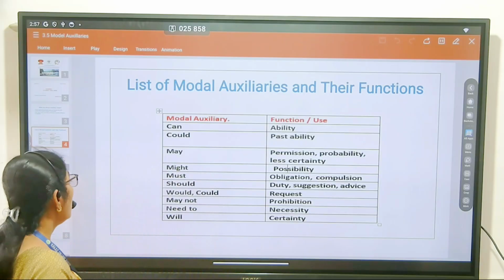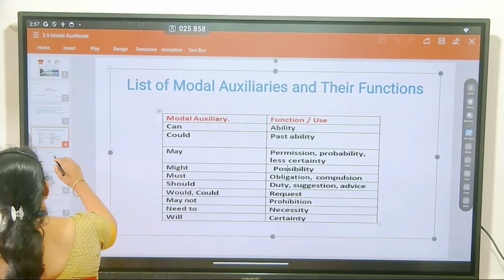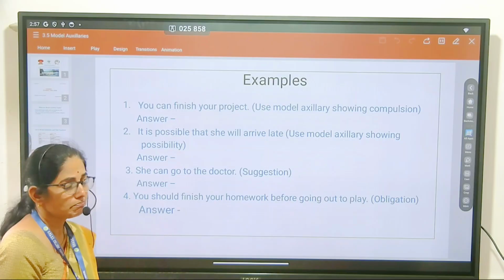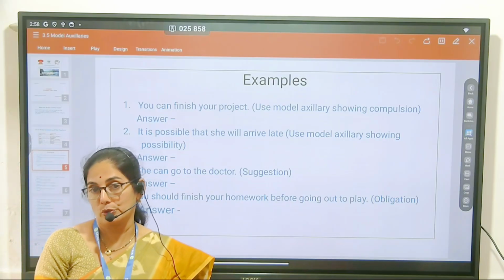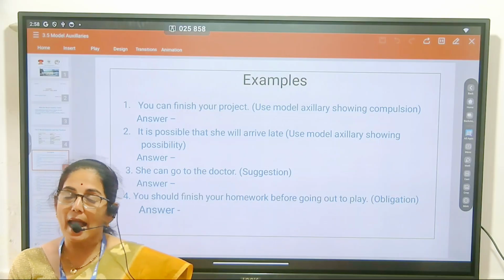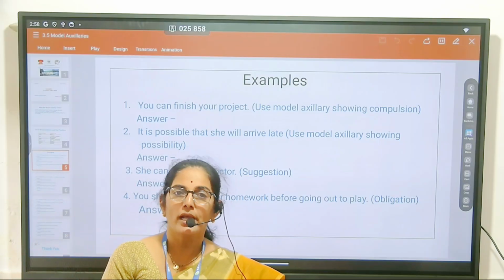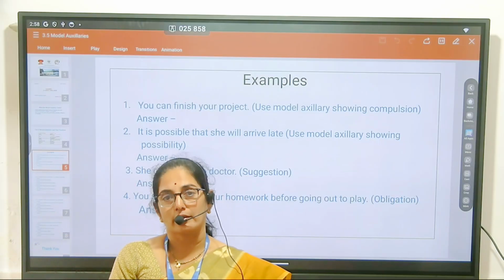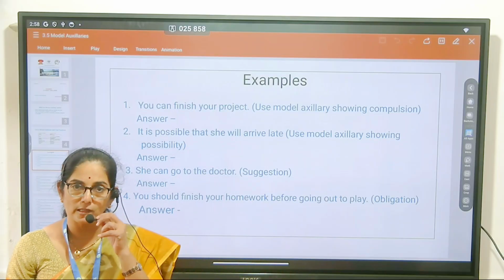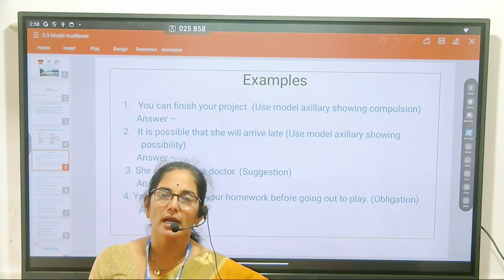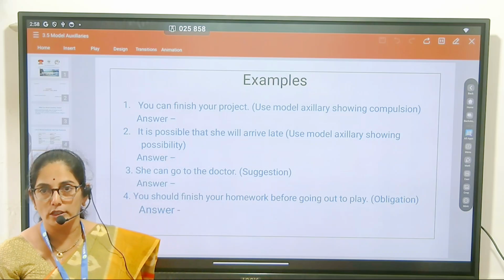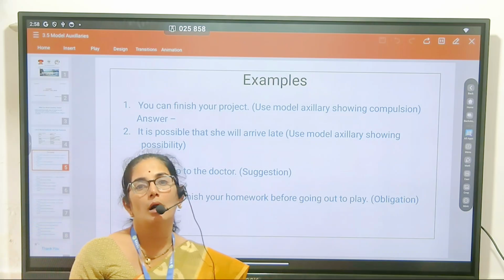So here I am going to give you some examples. See here, first example, you can finish your project. Now in the board exam, it has a 1 mark question, and they will give a sentence like this. What is the sentence? First sentence, you can finish your project. In brackets it is given, use modal auxiliary showing compulsion.